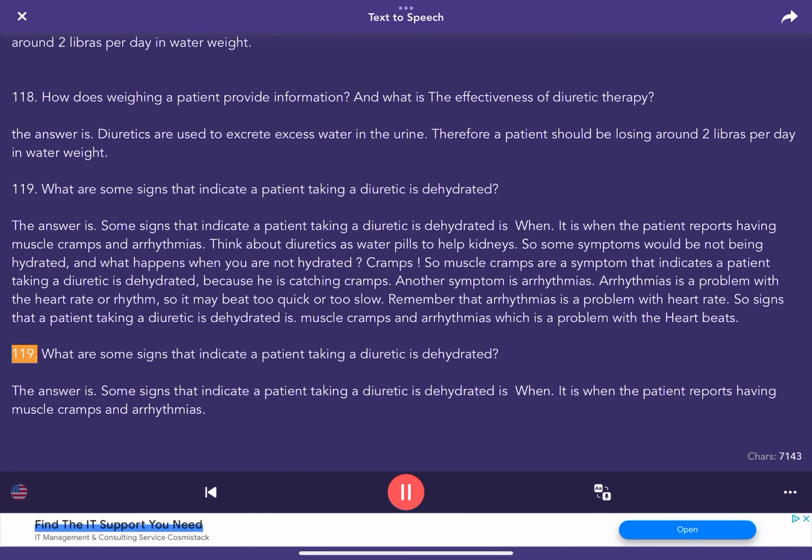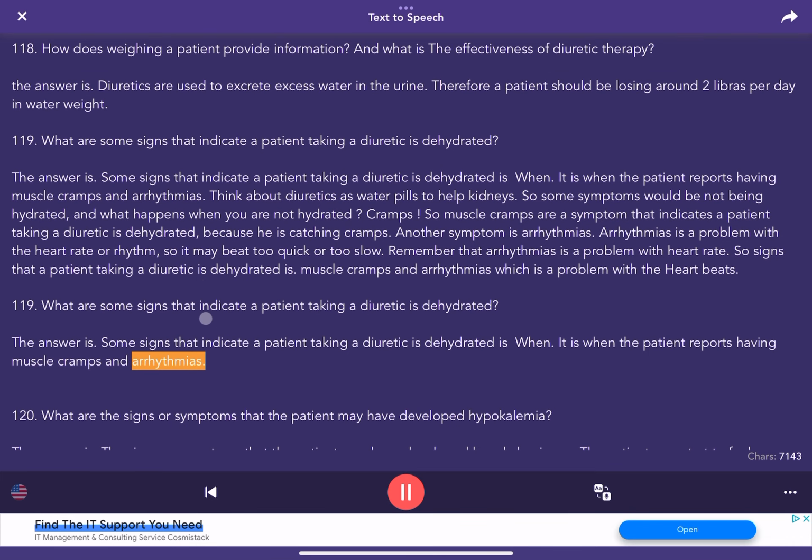119. What are some signs that indicate a patient taking a diuretic is dehydrated? The answer is some signs that indicate a patient taking a diuretic is dehydrated is when the patient reports having muscle cramps and arrhythmias.